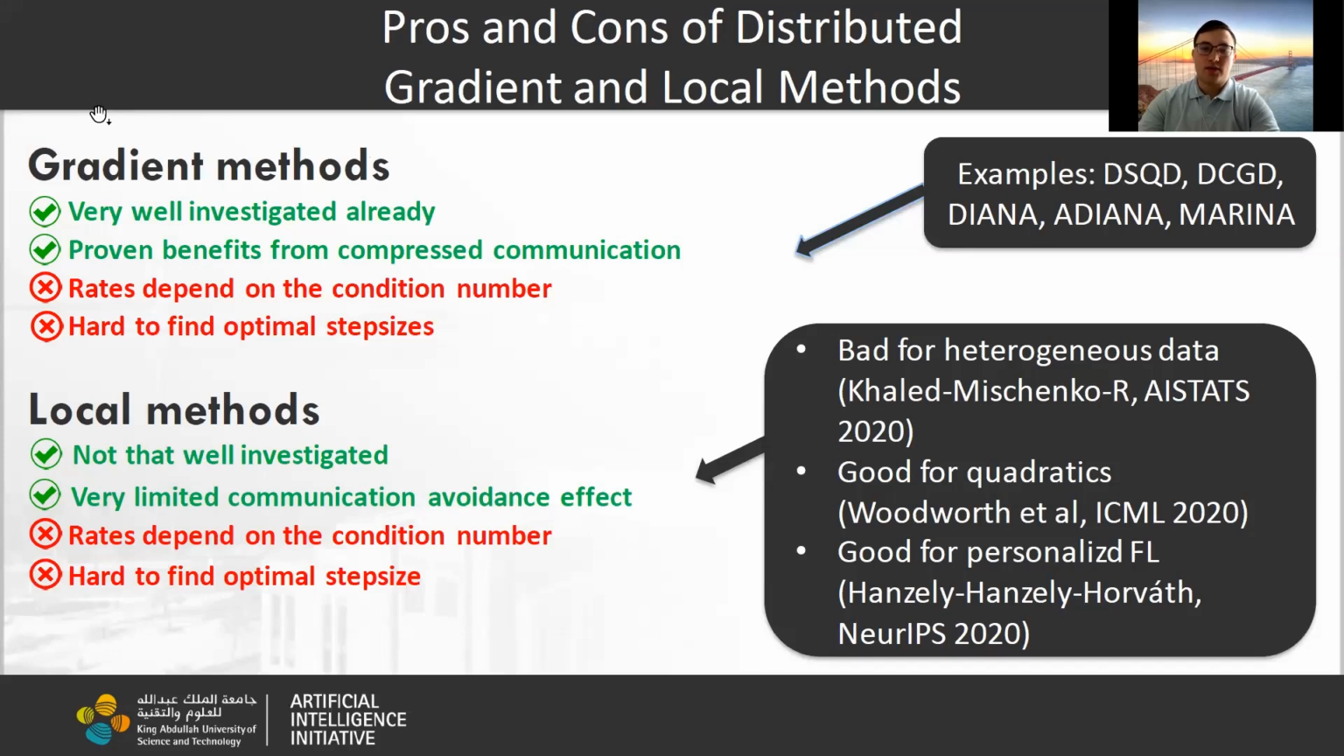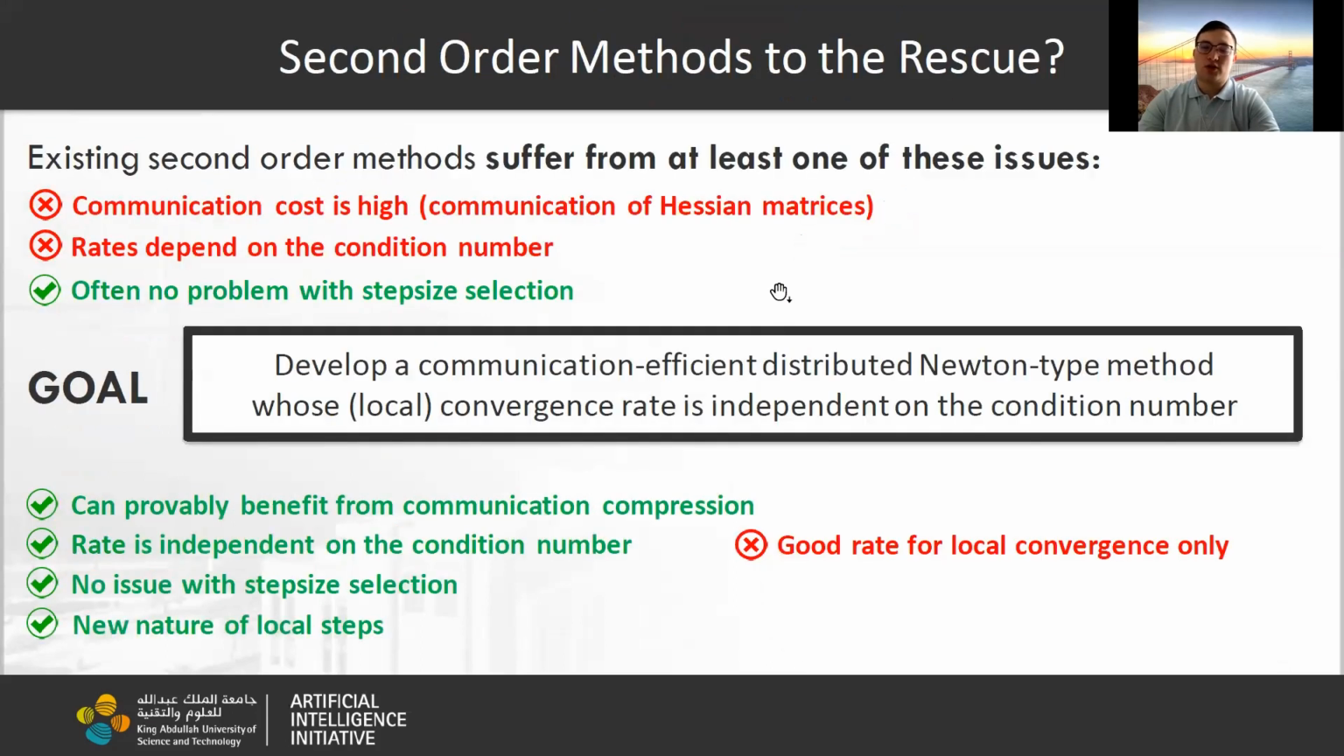One of the most popular methods in distributed optimization are gradient-type methods. Such methods are investigated a lot in recent years, and they can probably benefit from compressed communication. However, the rates depend on the condition number, and it's hard to tune the step size for these algorithms. In addition to gradient-type methods, there are some local methods which have some additional problems, like limited communication avoidance effect, for example. Our desire is to solve these issues.